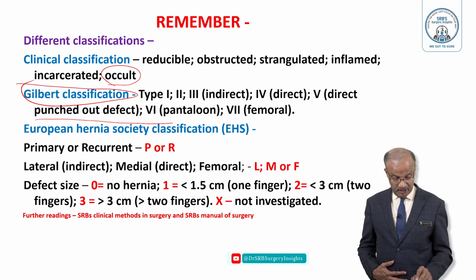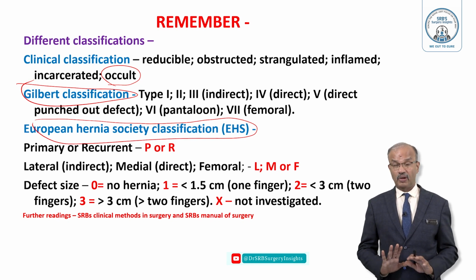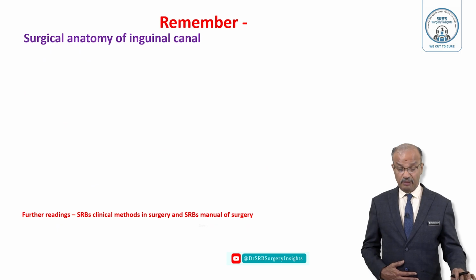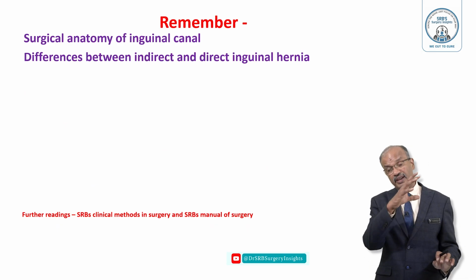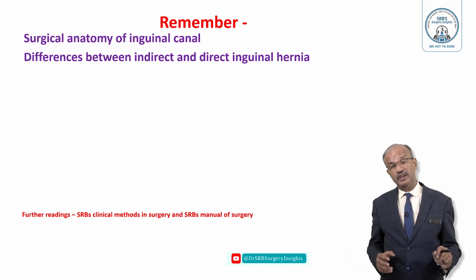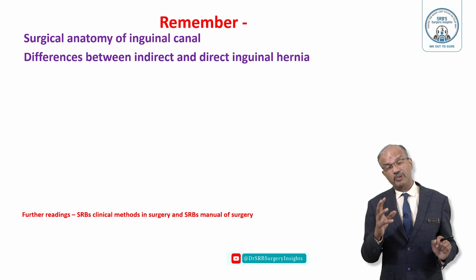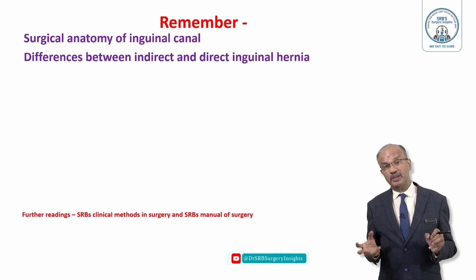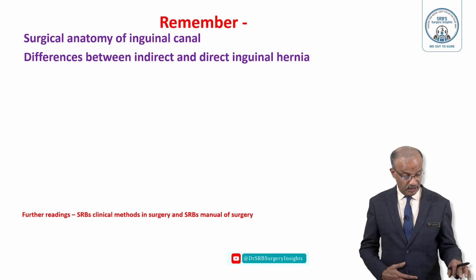Currently the European EHS classification is the most important. This is what is shown here very clearly. I'm not going to detail it, but it's easy to remember, and important. Also remember the surgical anatomy of the inguinal canal and the difference between indirect and direct inguinal hernia. Indirect is pyriform, obliquely placed, lateral to the inferior epigastric artery, with a typical fundus, body and neck. The neck is narrow, whereas direct has a wider neck, is medial to the inferior epigastric, is globular, and comes through the posterior wall of the inguinal canal.